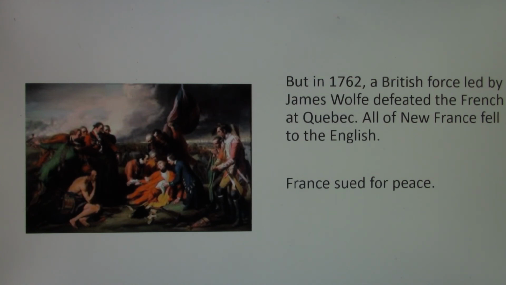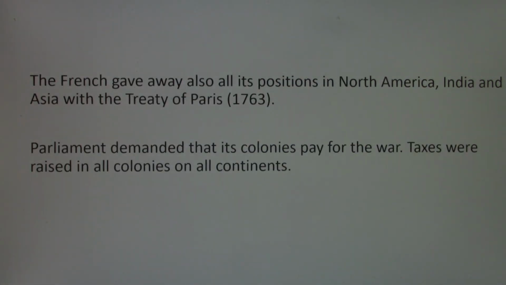The war basically ends in 1762. Here, the British General James Wolfe is going to defeat the French at Quebec. All of New France is going to fall to the English, and now France is going to sue for peace. The French are going to give away all of their possessions in North America, India, and Asia in what we call the Treaty of Paris of 1763.